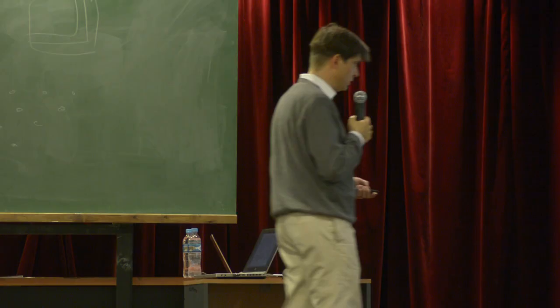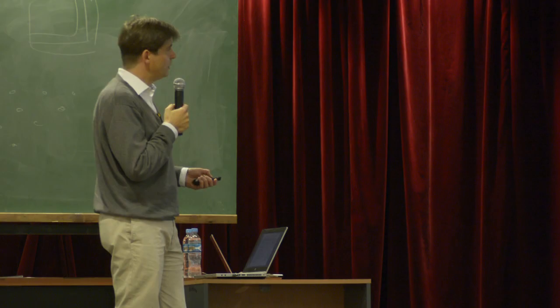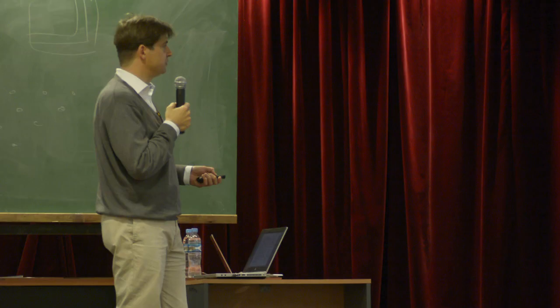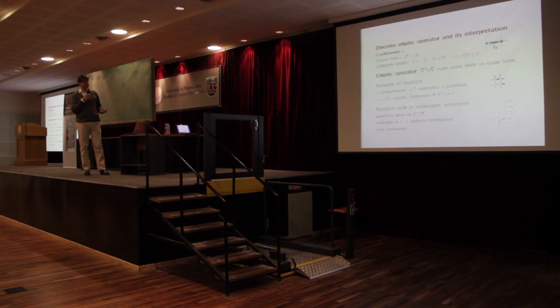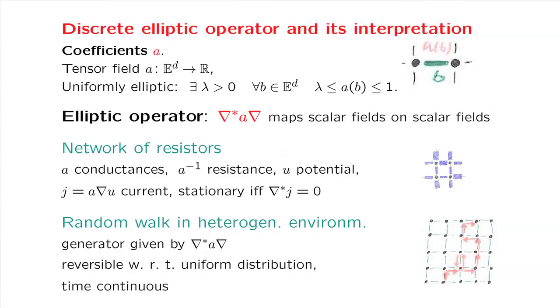And once you have this discrete calculus, you can introduce a coefficient field, or if you want jump rates for the random walker. And so in such sense, to every bond B, you attach a number A of B. And here, we'll always be concerned with what's called the uniform elliptic case. So these conductances are bounded away from zero and infinity. And without loss of generality, I can set the upper bound equal to one. And this positive lower bound lambda is fixed once and for all throughout the talk.